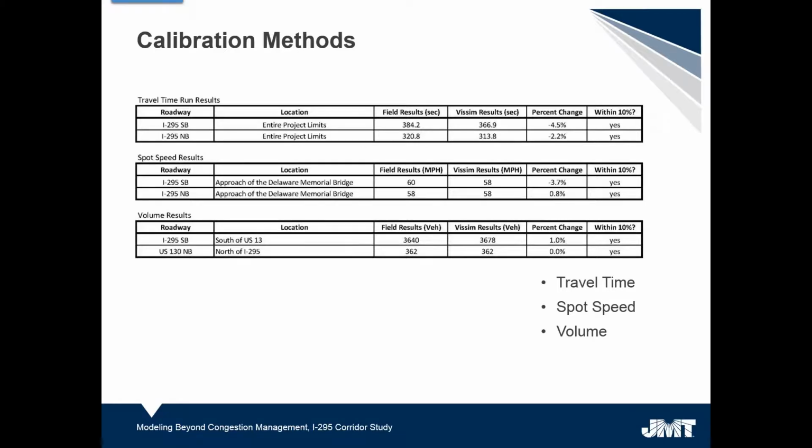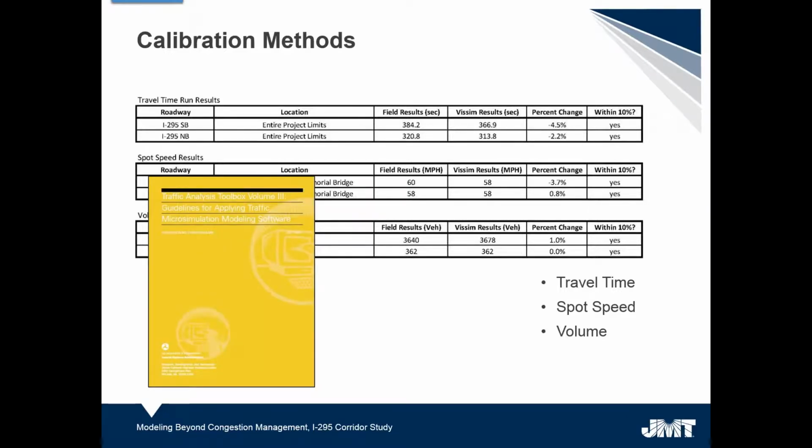As far as calibration, we decided to calibrate our models looking at travel time, spot speed, and volume. We used the FHWA toolbox as a guidebook to help us determine what's the threshold? How much percentage should our Vissim results be with our field results? And what we found was that we wanted the results to be within 10%. So we wanted the Vissim results to be within 10% of the field results. And we made sure all of the 36 models we created that was the case.